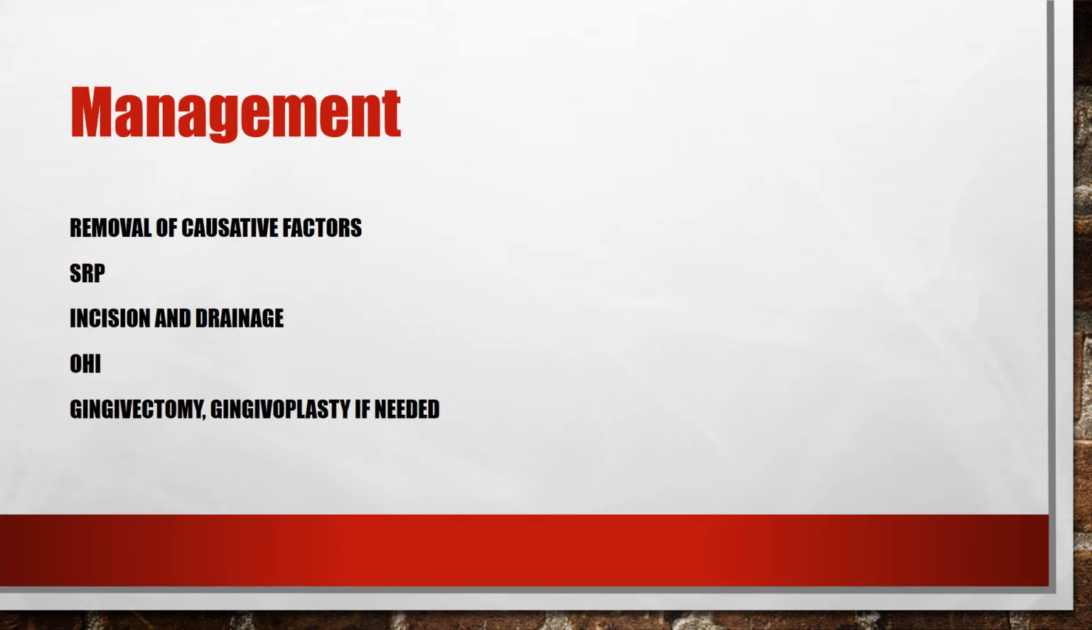Coming to the management of inflammatory gingival enlargement, the main causative factors are to be removed. The local factors are the main causative factor for inflammatory gingival enlargement, so removal of causative factors, that is scaling and root planing. If there is an abscess, it can be treated by incision and drainage. Oral hygiene instructions should be given. Under surgical procedures, if the causative factors are removed and there is persistent gingival enlargement, it can undergo gingivectomy and gingivoplasty procedures if needed.